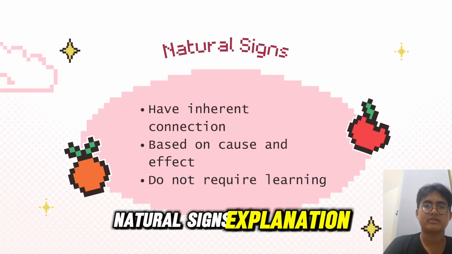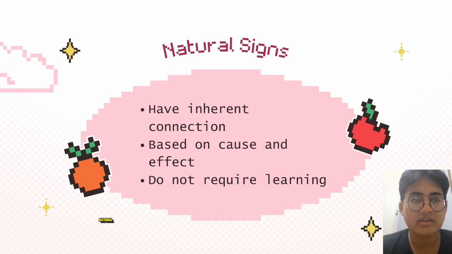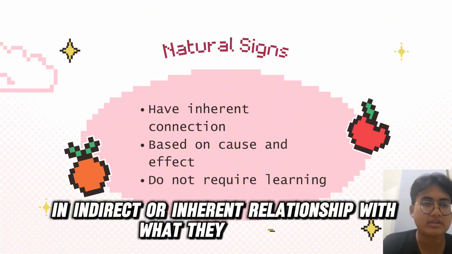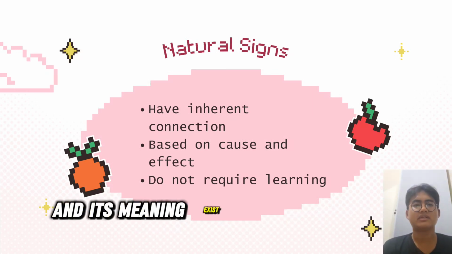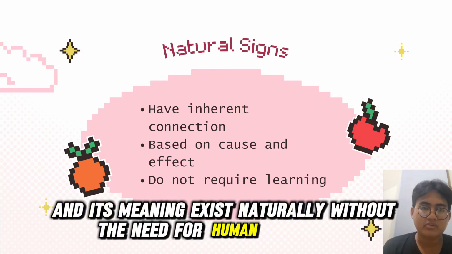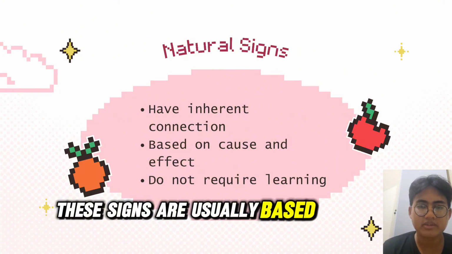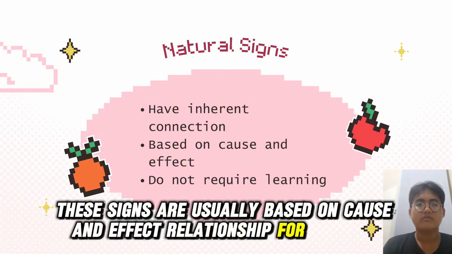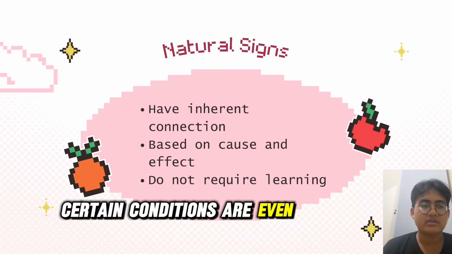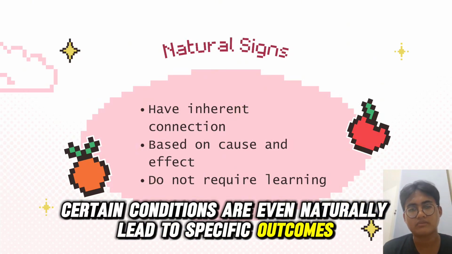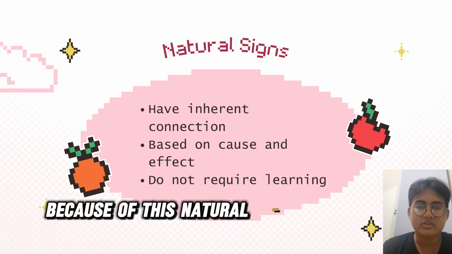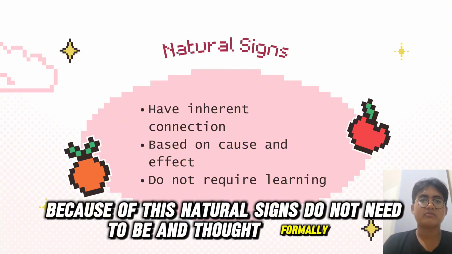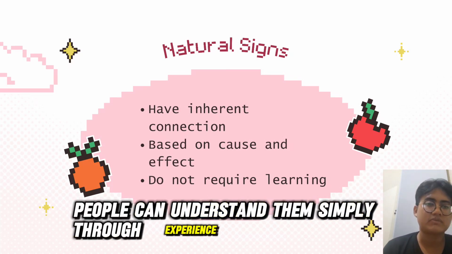Natural signs explanation. Let's begin with natural signs. Natural signs are signs that have a direct or inherent relationship with what they represent. This means that the connection between the sign and its meaning exists naturally, without the need for human agreement. These signs are usually based on cause and effect relationships. For example, certain conditions or events naturally lead to specific outcomes, and we interpret those outcomes as signs. Because of this, natural signs do not need to be taught formally. People can understand them simply through experience and observation.